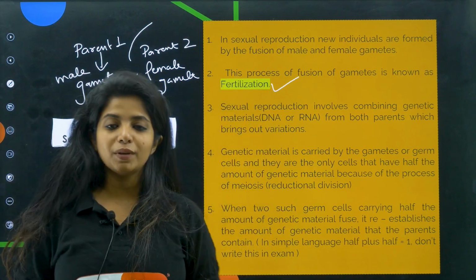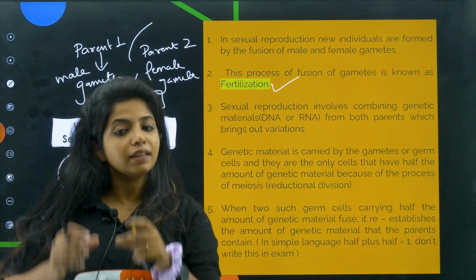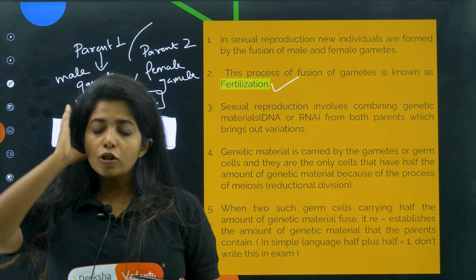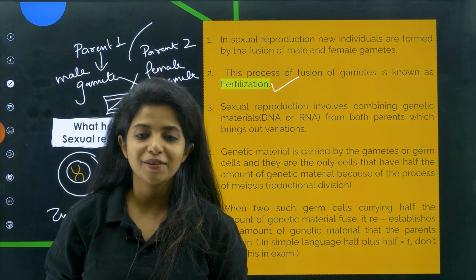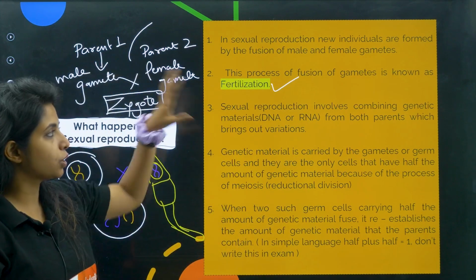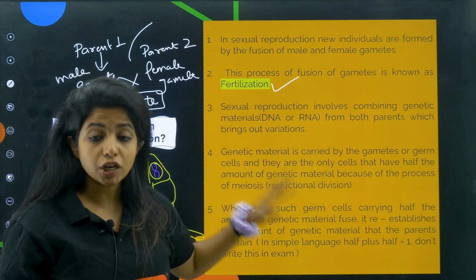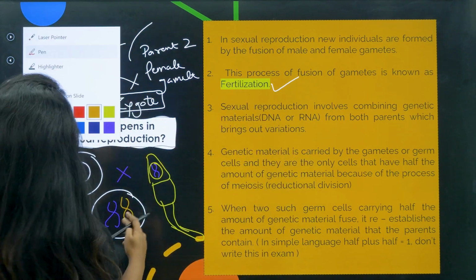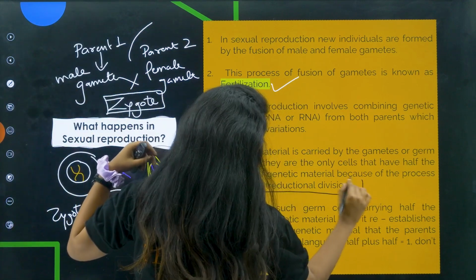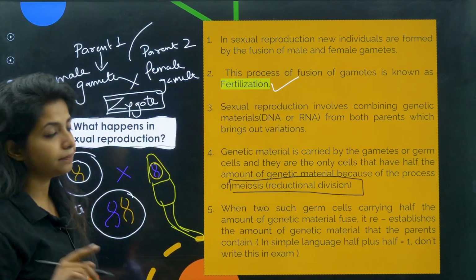Don't write this in exam. So basically, you get half, make it 1, and 1 is something that all the cells of our body were actually having from the start. So this is what you mean by sexual reproduction. This is the basic idea. You should remember meiosis, reductional division is something very, very important. They ask it in fill in the blanks questions also. So do not miss it.